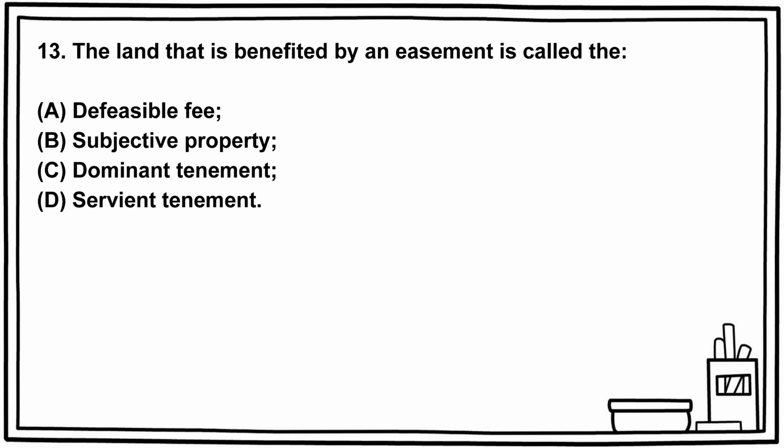13. The land that is benefited by an easement is called the A. Defeasible fee. B. Subjective property. C. Dominant tenement. D. Servient tenement.